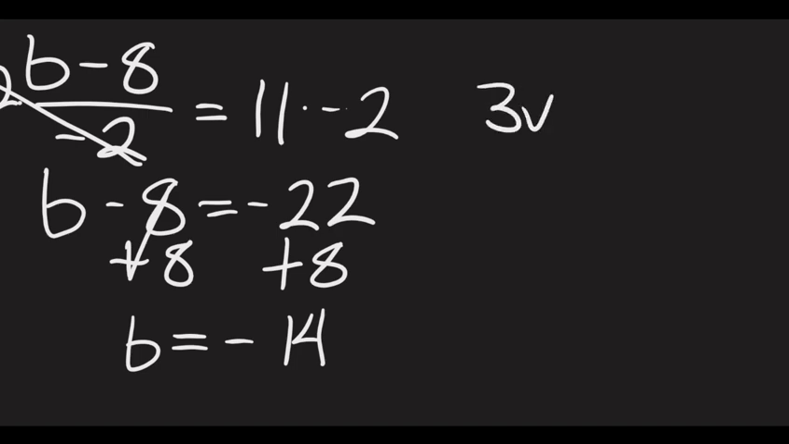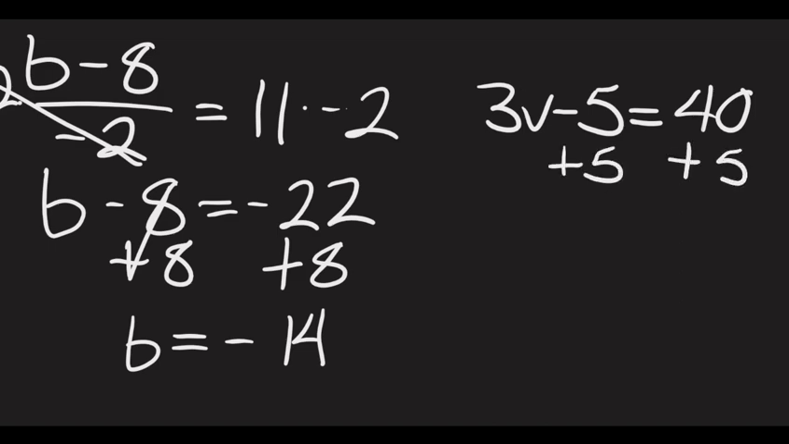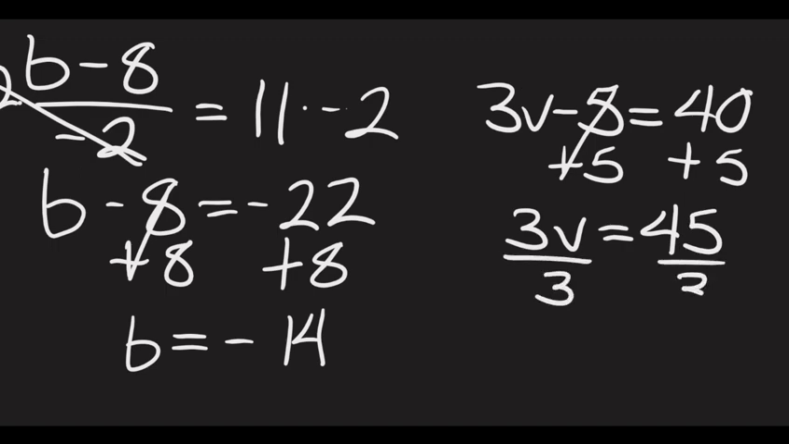Next we have 3v minus 5 equals 40. First, we're going to add 5 to both sides. Then we're going to have 3v equals 45. And then we're going to divide each side by 3. This is going to give us v equals 15.